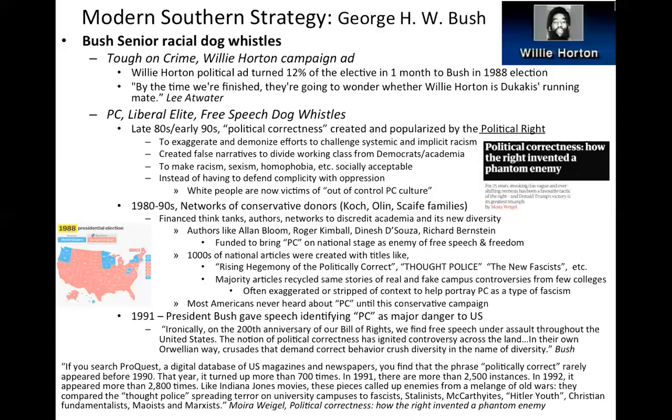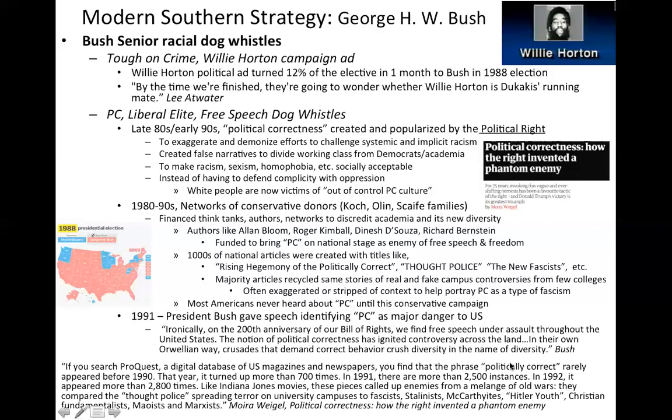And then in 1991, President Bush decides to jump in on this, and basically gives a speech about PC being one of the biggest dangers in the U.S. He says, "Ironically, on the 200th anniversary of our Bill of Rights, we find free speech under assault throughout the United States. The notion of political correctness has unleashed controversy across the land. In their own Orwellian way, crusades that demand correct behavior crush diversity in the name of diversity."